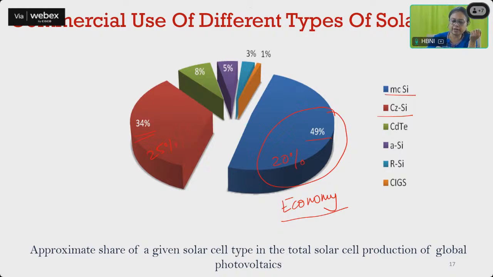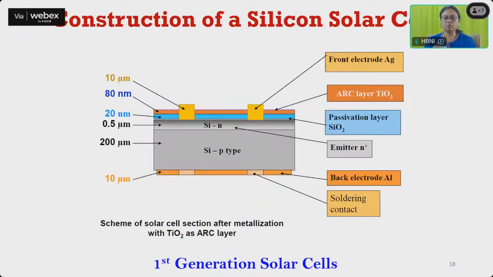Then we have got around 8% cadmium telluride and amorphous silicon. These are all thin films. And we have got around 3% of amorphous silicon, and CIGS is around 1%. So this is how the distribution is. Commercially, these are available, but we don't see the third generation silicon solar cells commercially here.